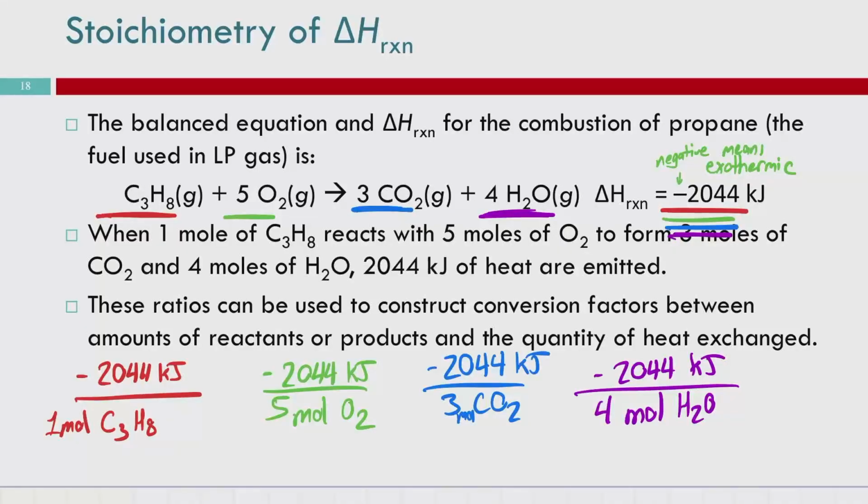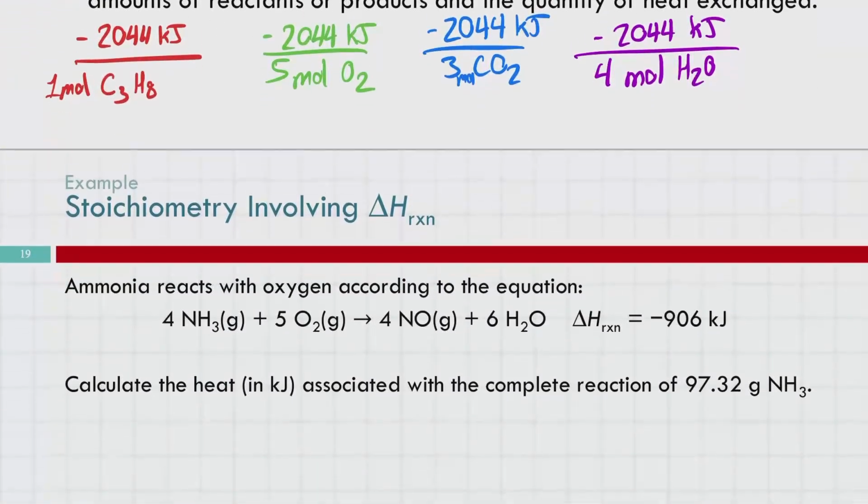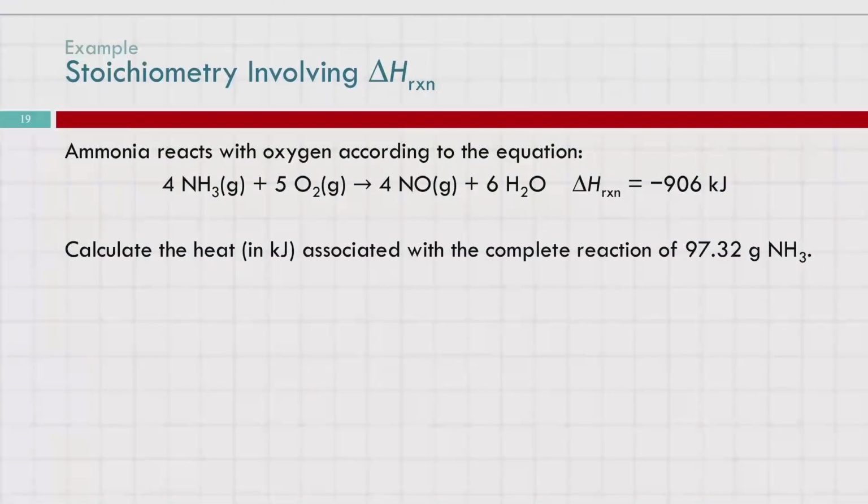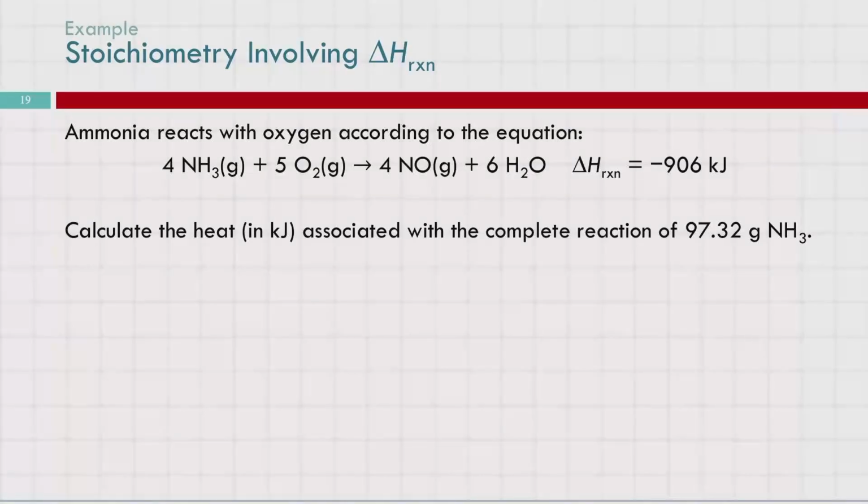All right, some examples, some calculations. Ammonia reacts with oxygen according to this equation. Calculate, what are we calculating? Heat. We're finding heat in kilojoules associated with the complete reaction of 97.32 grams NH3.